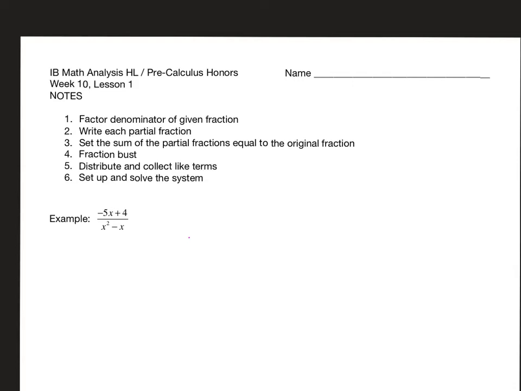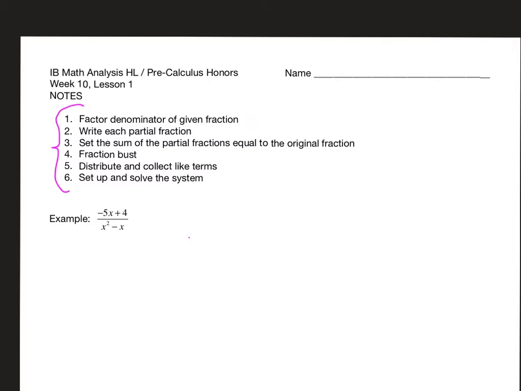Week 10, Lesson 1. This particular lesson is on something called partial fraction decomposition. Up here at the top, you'll see the steps. I'm going to try to follow those steps. You can read them on your own.